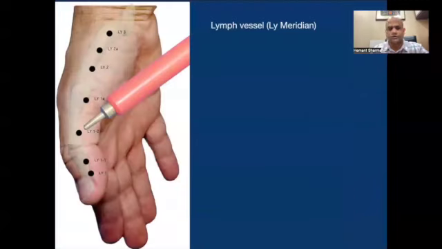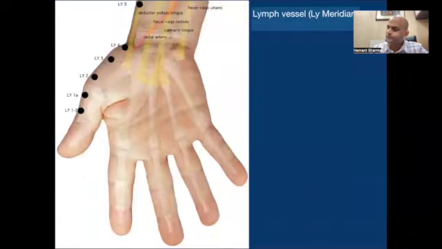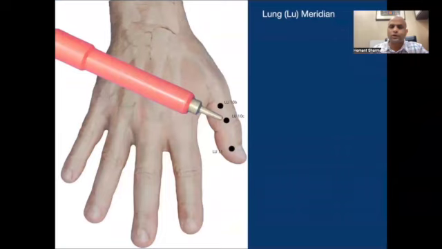So let's see in this image, if we talk about the lymph meridian. We can see the points available on the upper border or the lower border of the bone. We can see the upper border and the lower border, also in the middle. So this is just an example of the lymph meridian. This is another image of the lymph meridian. The points are available on the border of bone.